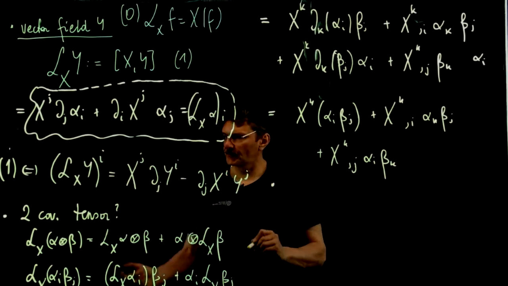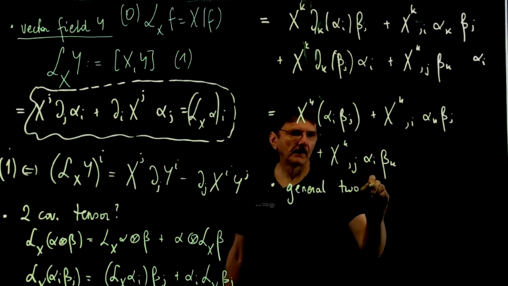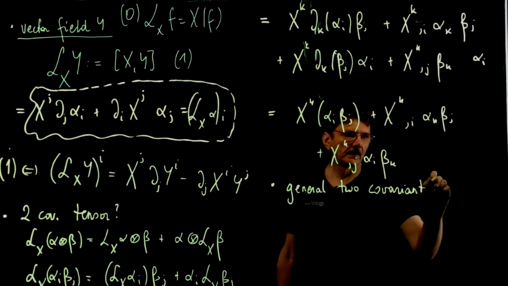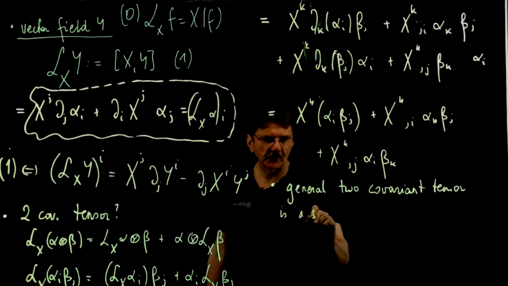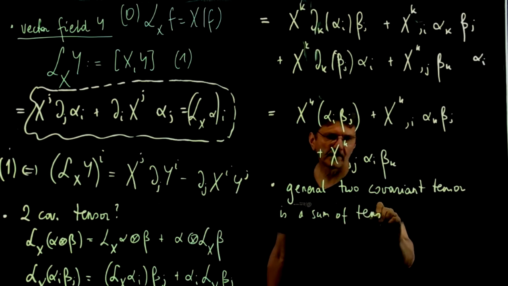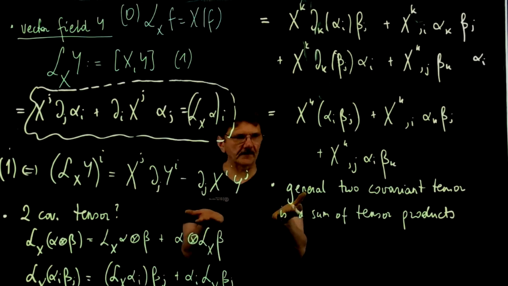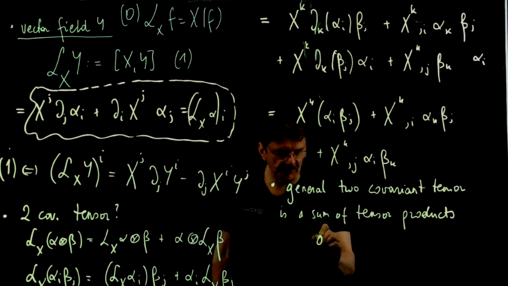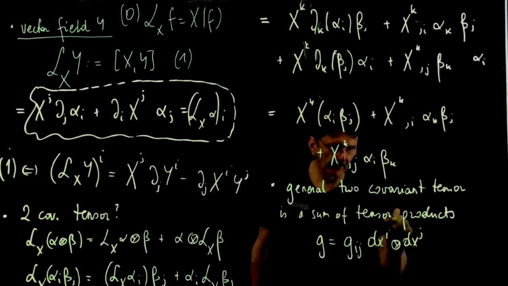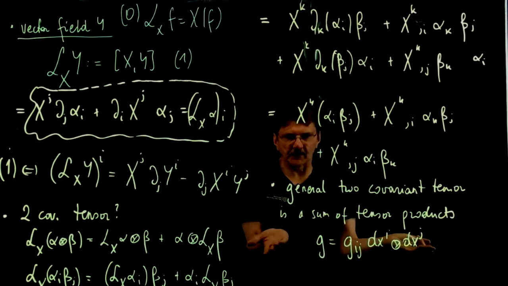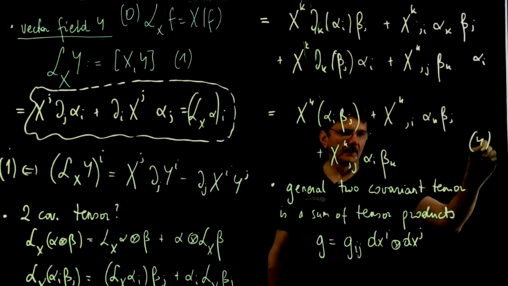So if I take a general two covariant tensor, it's a sum of elementary ones, a sum of tensor products. For example, g is gij dxi dxj. So it is a sum of tensor products. I can use this formula, which probably has a number now, 4. So use linearity.